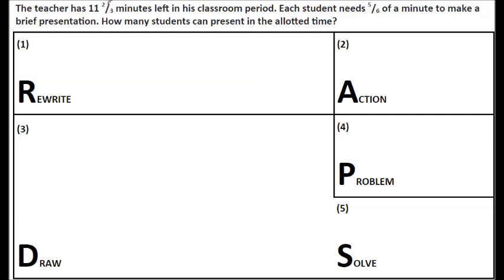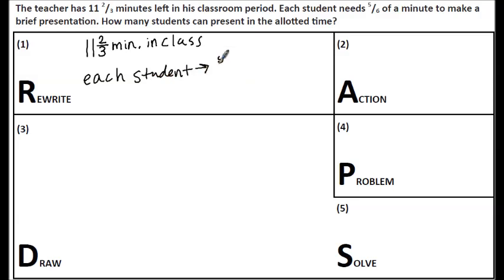So the teacher has 11 2/3 minutes left in his classroom period. So let's rewrite this information and label it appropriately. 11 2/3 minutes in class. Each student needs 5/6 of a minute to make a brief presentation. So we have that each student is going to get 5/6 of a minute. And we want to know how many students can present in the allotted time.